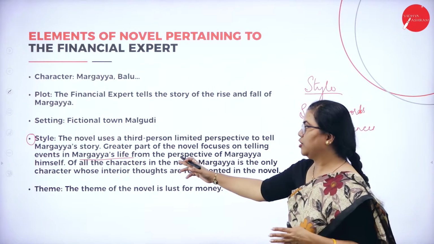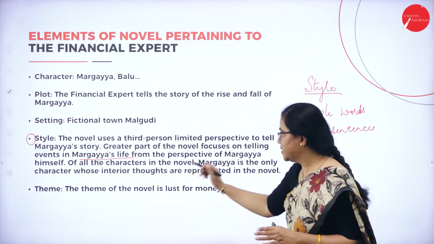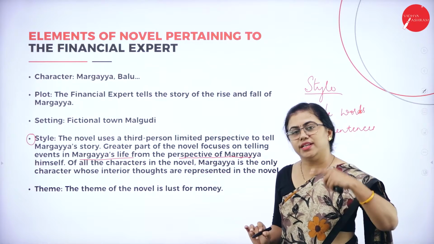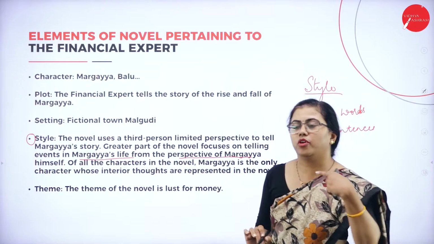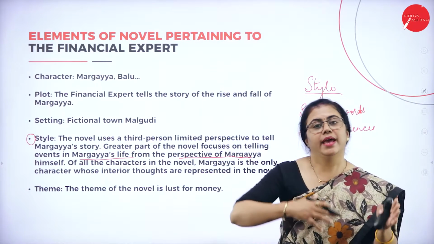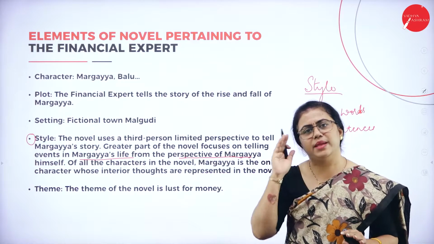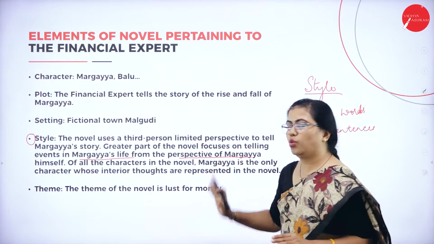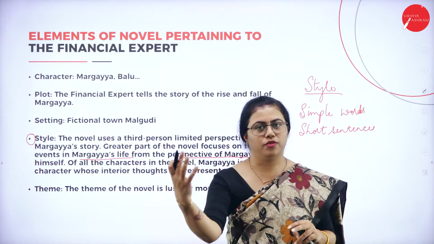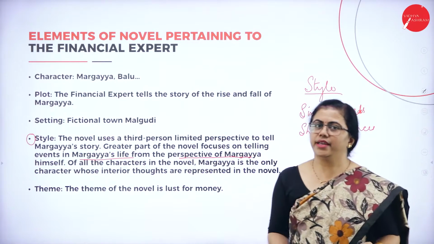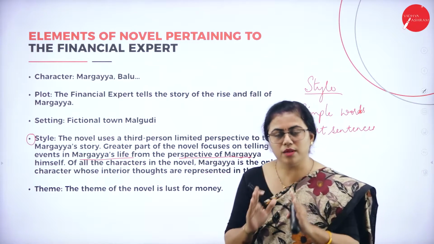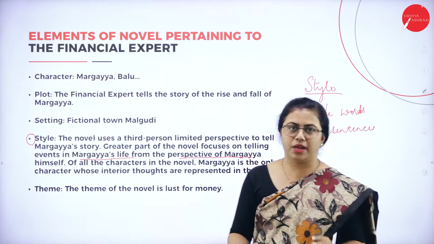So the greater part of it speaks about Margaya's life through the perspective of Margaya only. What does Margaya feel about money lending? What does Margaya think about doing a new business? What does Margaya think about helping the people? All these, only Margaya's views are told. There is no perspective from Balu's side, no perspective from Meenakshi's side, nothing. Only Margaya is speaking over here. He is not the speaker, but the novel moves with Margaya's perspective only.